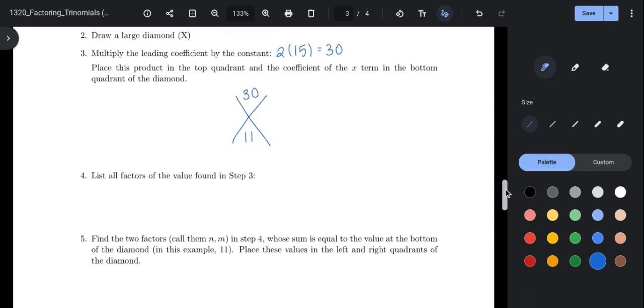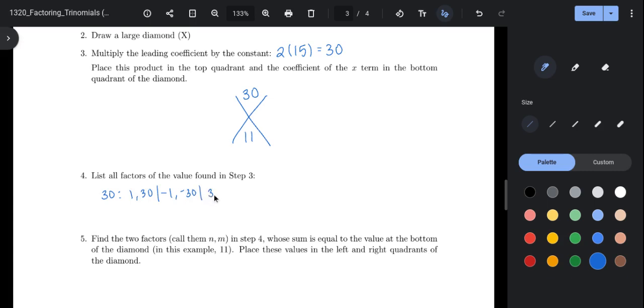The next step tells us to list all factors of the value found in step 3. So we're listing all factors of 30. And here there are quite a few to list out, so bear with me. It's a positive number, so we could either have a positive times a positive, or we could have the product of two negatives. So we could have 1 times 30. We could have negative 1 times negative 30.